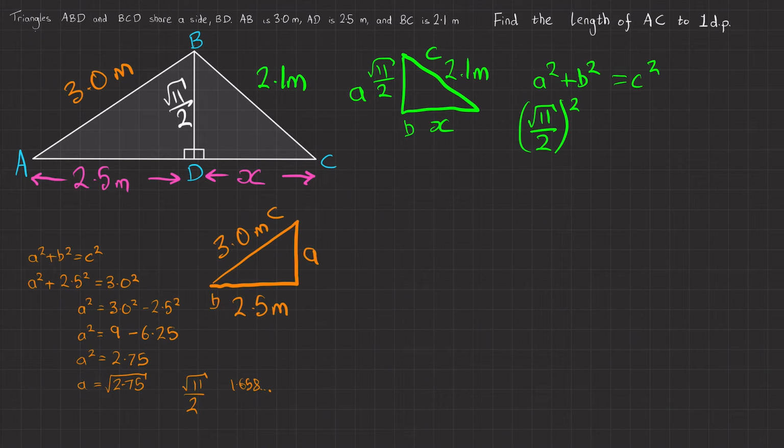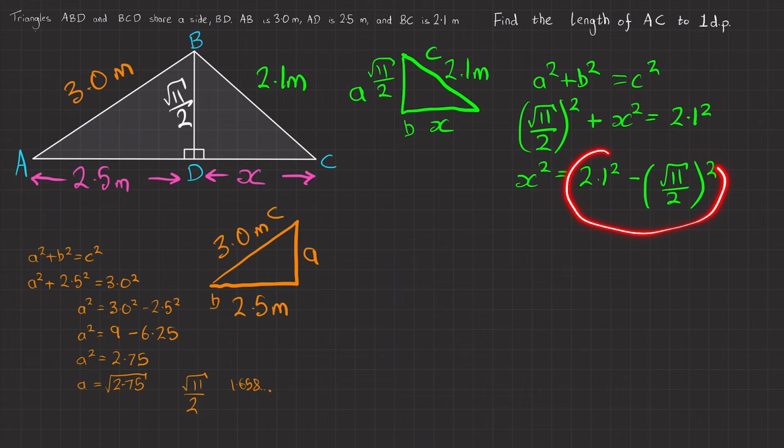Some of you may have preferred to stick with the root 2.75 or the 1.658 value. Plus B squared, which is x squared, equals C squared, which is 2.1 squared. Take away the root 11 over 2 squared from both sides, so we'll have x squared equals 2.1 squared minus root 11 over 2 squared. Now I'm just going to type this whole expression into the calculator in one go. So we'll have x squared equals 1.66.